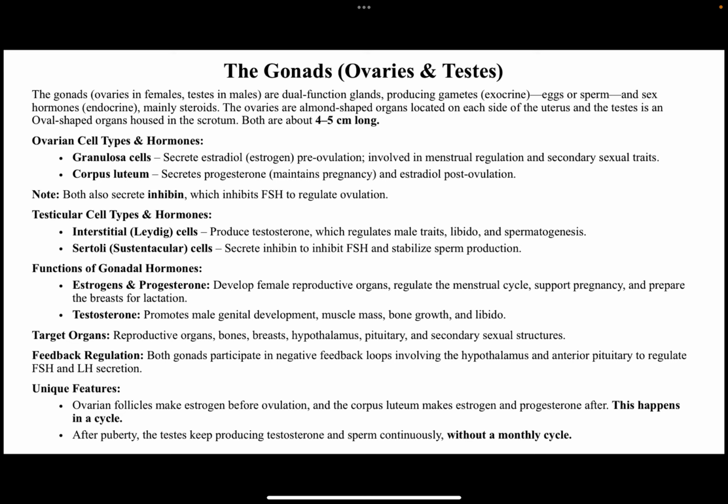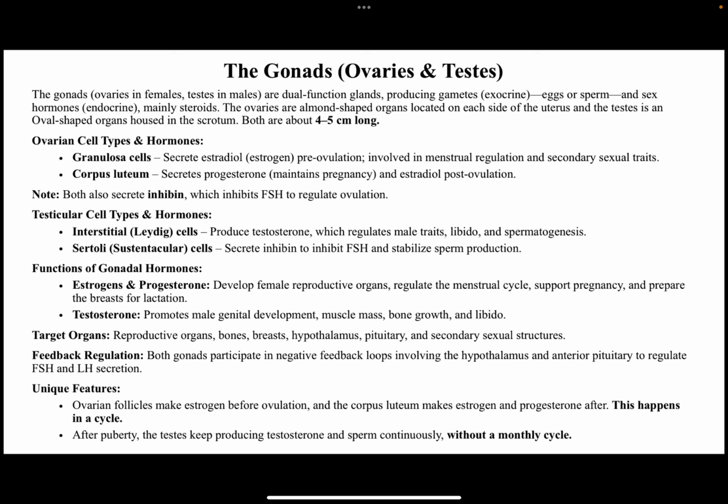So for the gonads, when we say they are dual function glands, it means they produce gametes, which are released into a tube, the fallopian tube. That is an exocrine function. And it also produces sex hormones, which are released directly into the bloodstream. The sex hormones are mainly made of steroids.